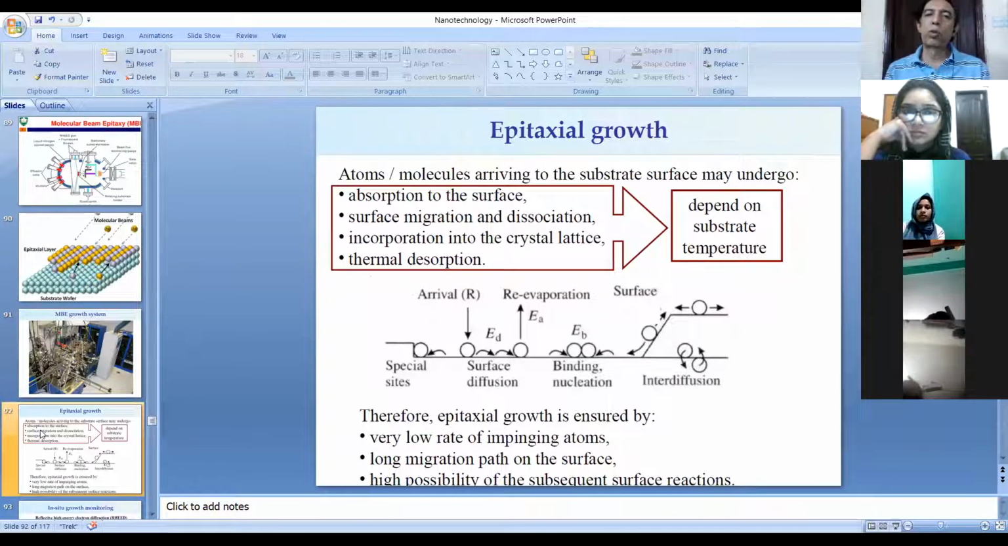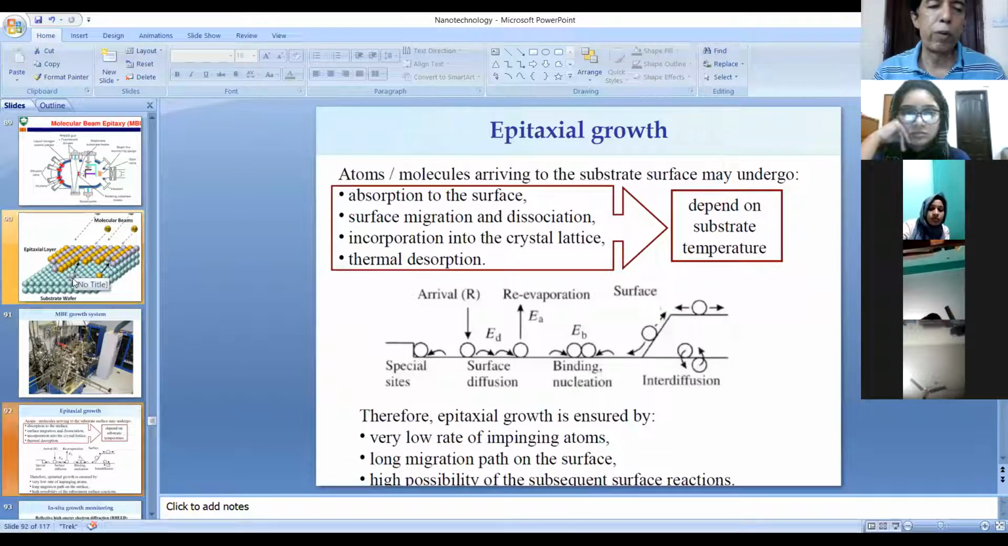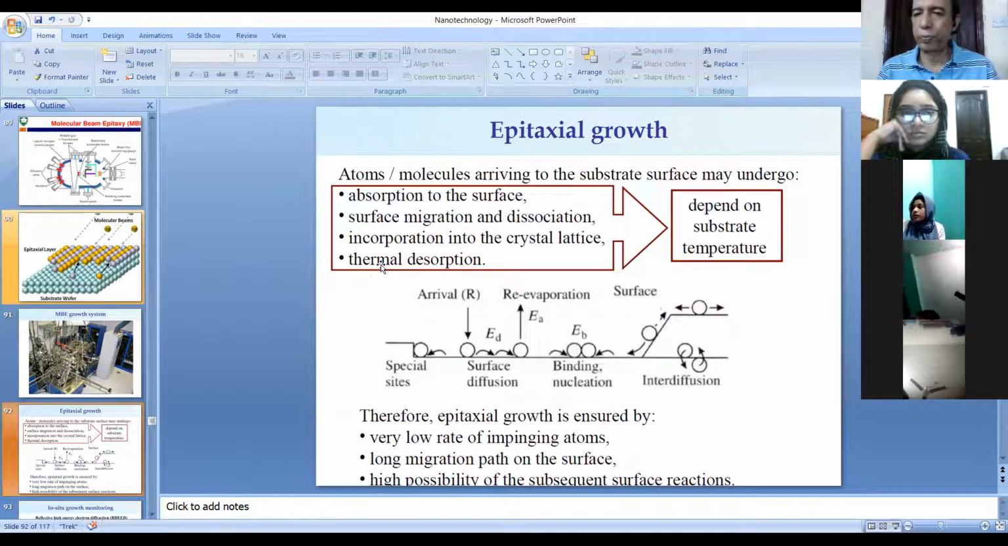So how does epitaxial growth occur? Atoms and molecules arriving at the substrate surface may undergo adsorption, surface migration and dissociation. They can migrate from the surface to inside the substrate. It can incorporate into a crystal lattice, or it can diffuse, or it can crack. It will depend on surface temperature.